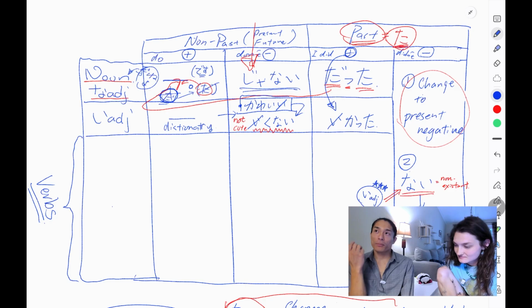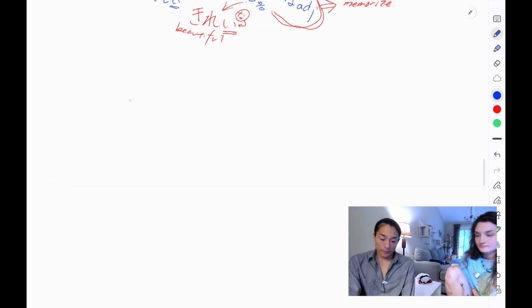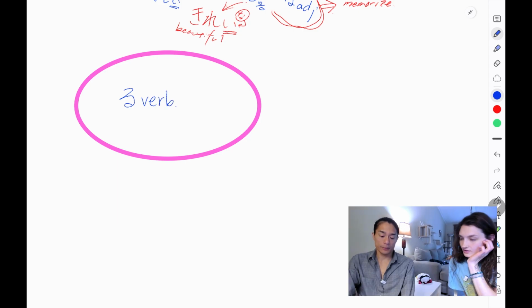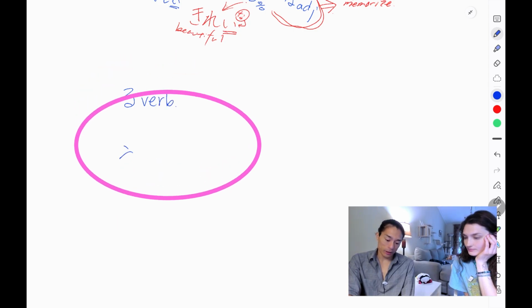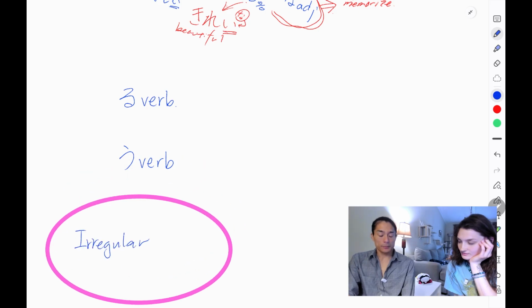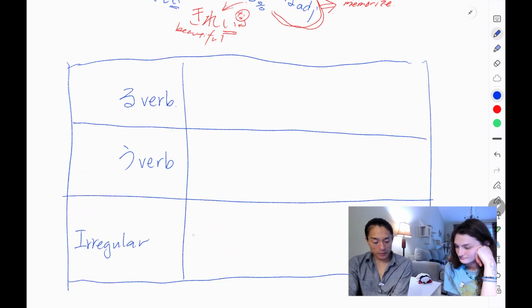Verbs, we have three types. The first one is called ru verb. Next one, u verb. Third one, irregular verbs. Irregular are just irregular, so you just have to memorize.